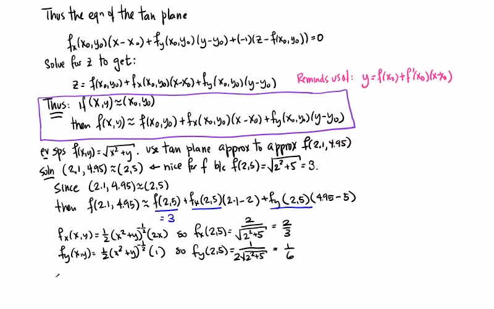So when all is said and done, the point we were interested in is approximately 3 plus 2/3 times 2.1 minus 2. I'm going to leave this unsimplified just so it's easier to look at. Plus 1/6 times 4.95 minus 5. That gets us a reasonably quick, reasonably nice approximation of something that's particularly ugly.